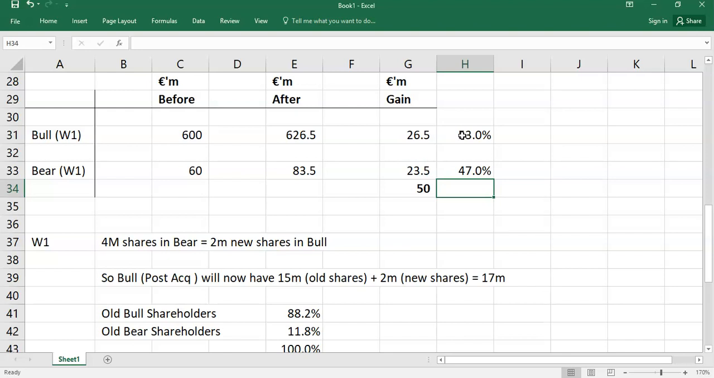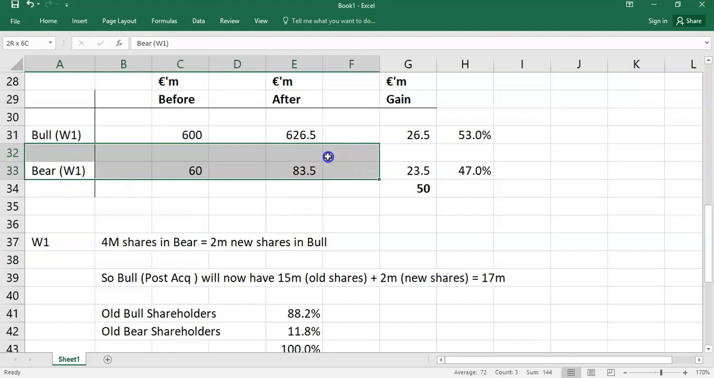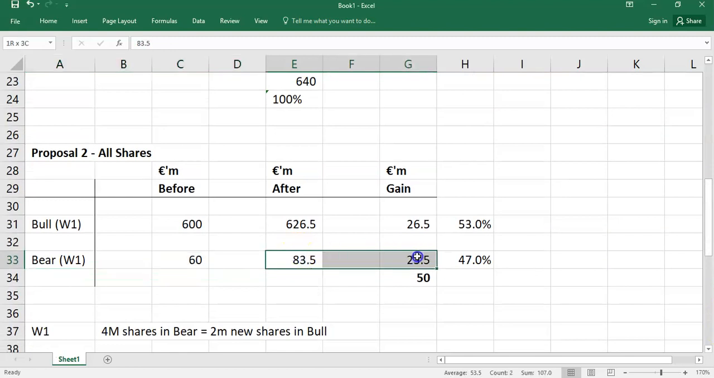So think about how this differs now. Number one, Bull does not have to raise finance, because all it's doing is giving new shares out. There's no cash flow impact. So there's less stress there on raising the finance. Bear now is getting more value. Before it was only getting 70 million in cash, it's now getting 83 million in shares.